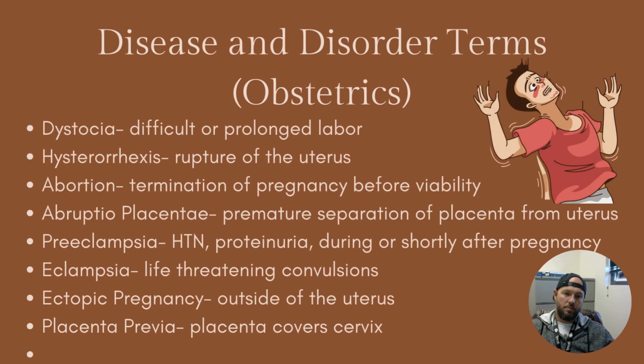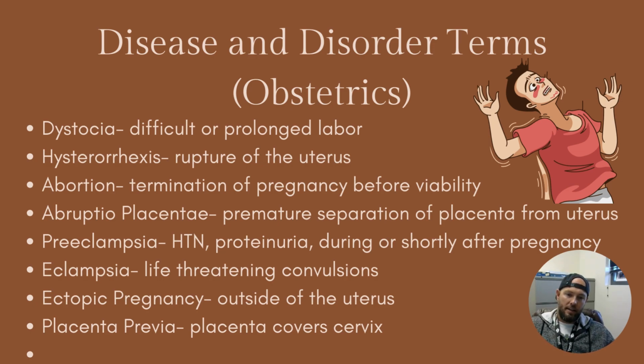Disease and disorder terms from obstetrics here. Dystocia is difficult or prolonged labor. Hysterorexia is a rupture of the uterus. Abortion is the termination of pregnancy before viability. So viability is typically at about week 20 of pregnancy. So if you have a termination of pregnancy before week 20, it's known as an abortion.